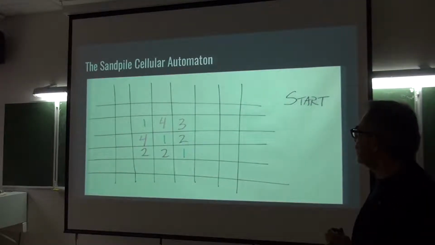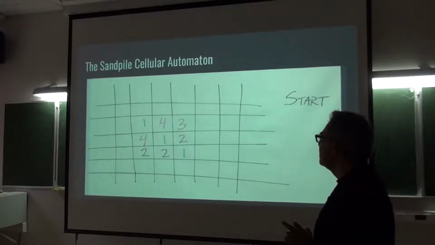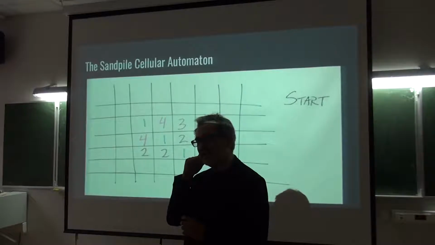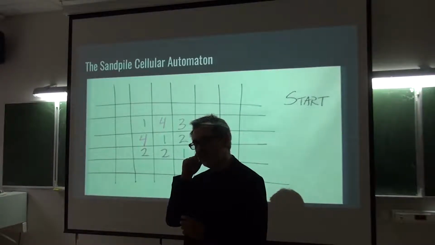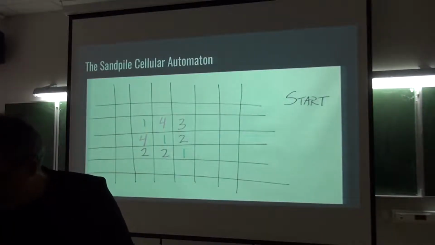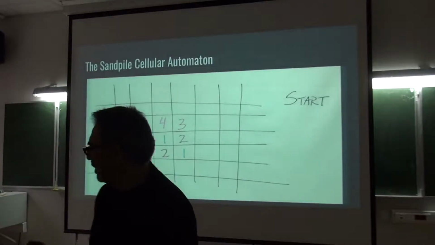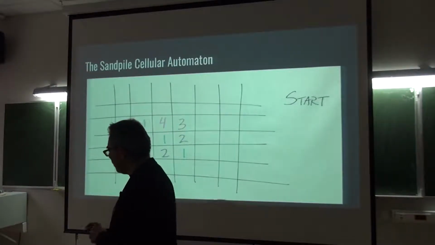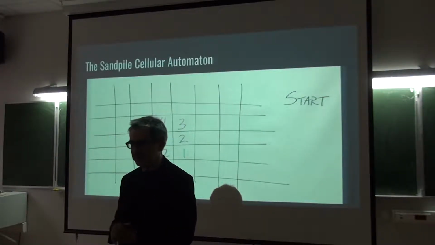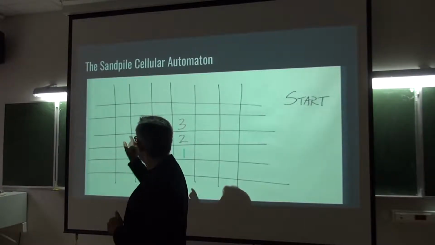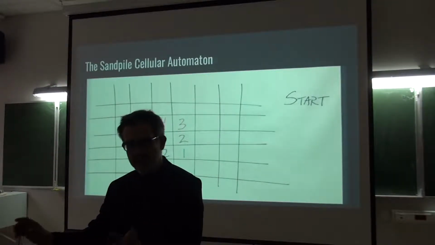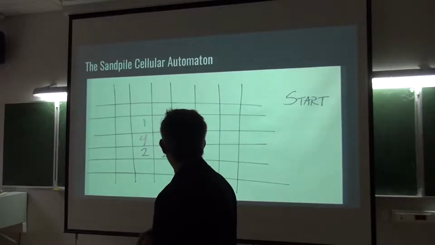So we start here with the so-called sandpile cellular automaton. You are meant to think of a table made of tiny, very, very small tiles. The tiles are square, and they completely cover the table.